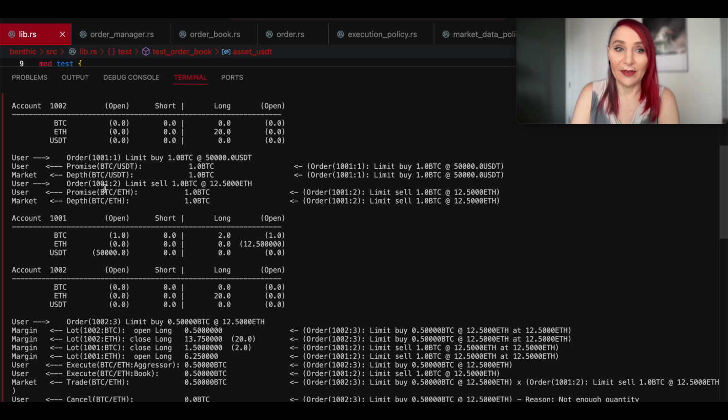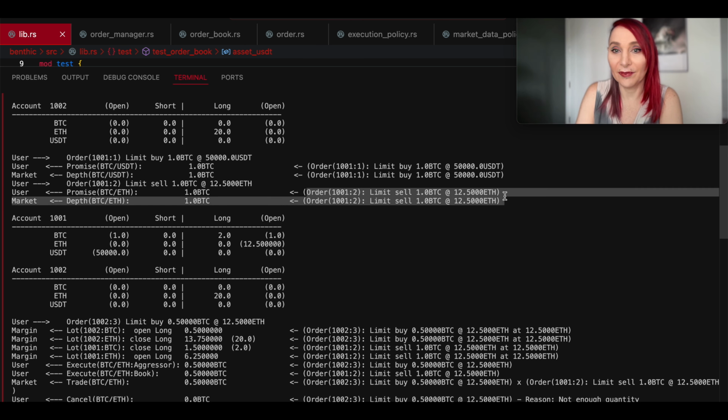Then there is another order, also from user 1, the second order. The second order is to sell 1 Bitcoin at the price of 12.5 Ethereum. So that's on a different market. This one was Bitcoin-dollar, and this one is Bitcoin-Ethereum. It's a different market, right? The quote currency is Ethereum, the base currency is Bitcoin. And here the base currency is Bitcoin, and the quote currency is dollar. All right, so the user receives a promise that they will deliver 1 Bitcoin. So this user is selling, so they will be delivering 1 Bitcoin. And this is the order, okay?